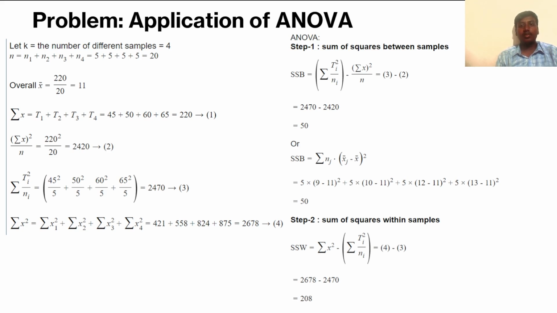Step 1. Sum of squares between samples: sum of ti square divided by ni minus sum of x whole square divided by n, that is equation 3 minus 2, that is 2470 minus 2420, which is equal to 50. There is an alternative method shown below. The next step, sum of squares within samples: sum of x square minus sum of ti square divided by ni, that is equation 4 minus equation 3, that is 2678 minus 2470, which is equal to 208.